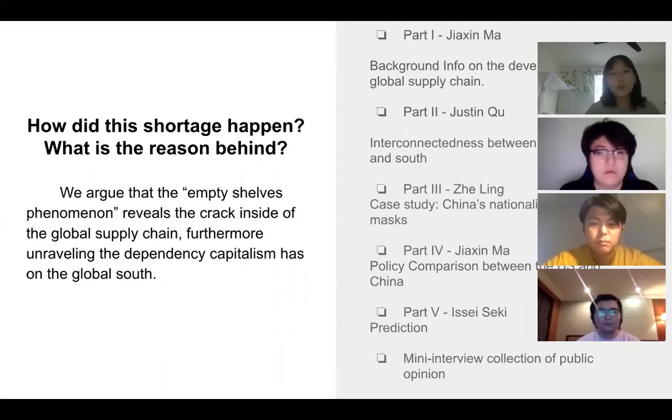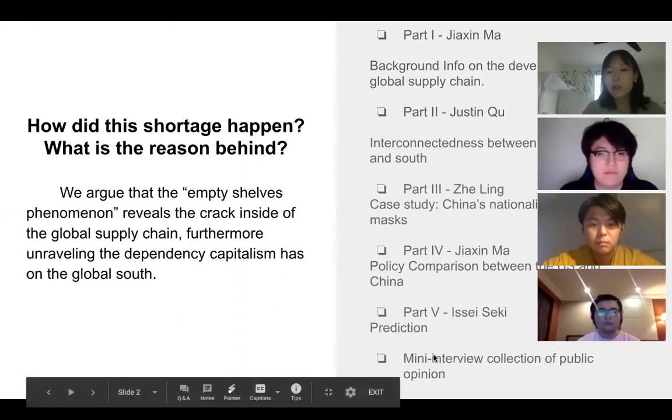So we argue that the empty shelves phenomenon, like when you walk into a store, you see all these empty shelves of supplies that you can't get for days, reveals the cracks inside the global supply chain, furthermore unraveling the dependency capitalism has on the global south. So our project consists of 6 parts.